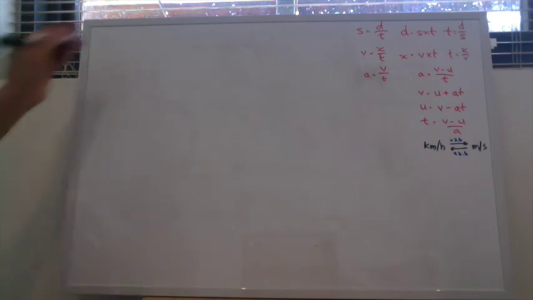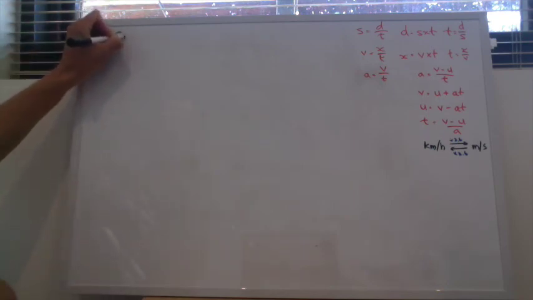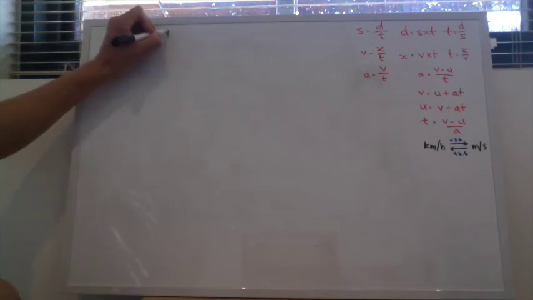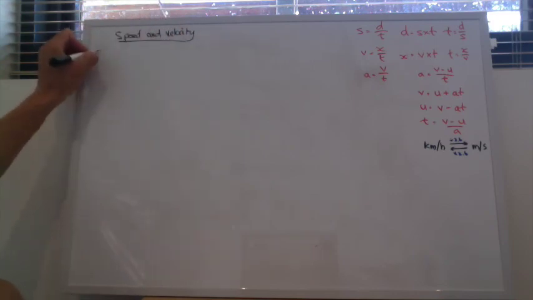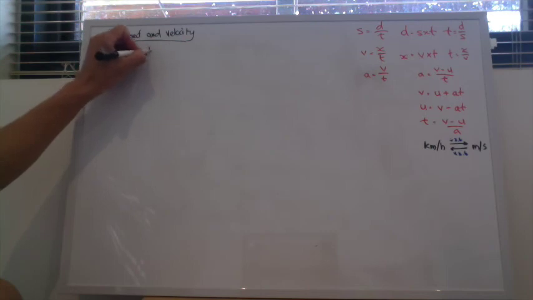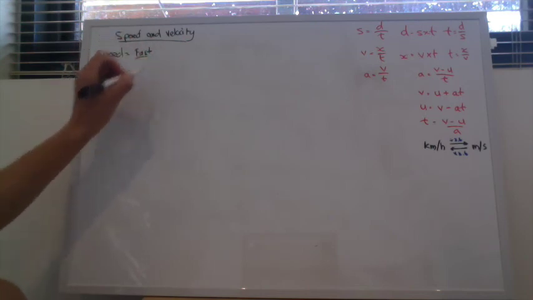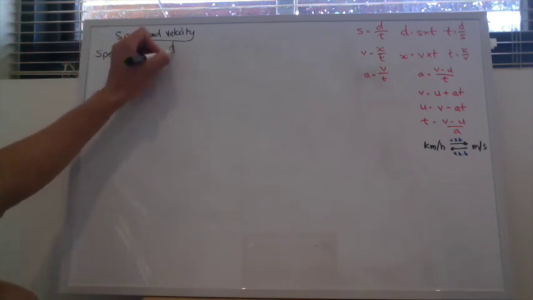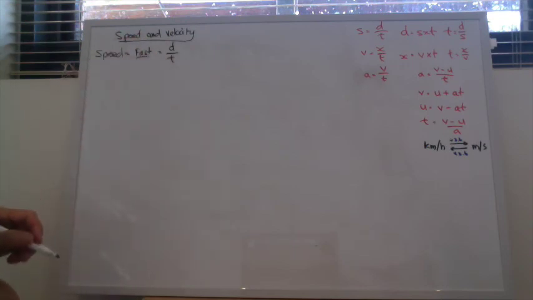We're going to first look at speed and velocity, and then we'll move on to some of the other ones. Now we define speed as how fast an object is traveling, and we use distance over time to work that out.